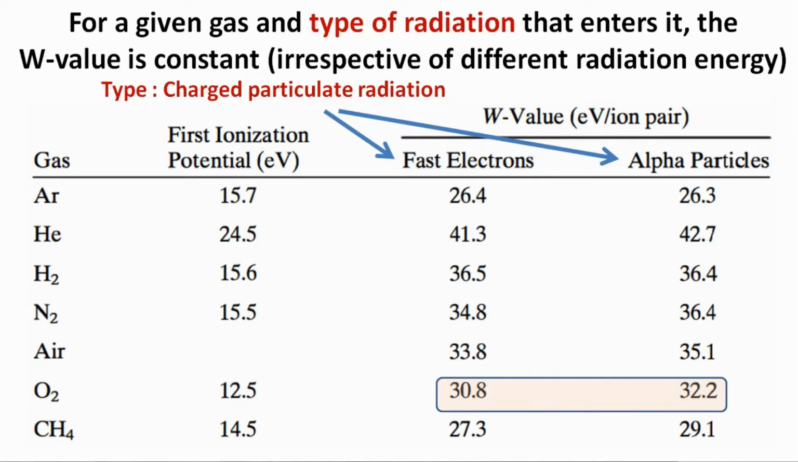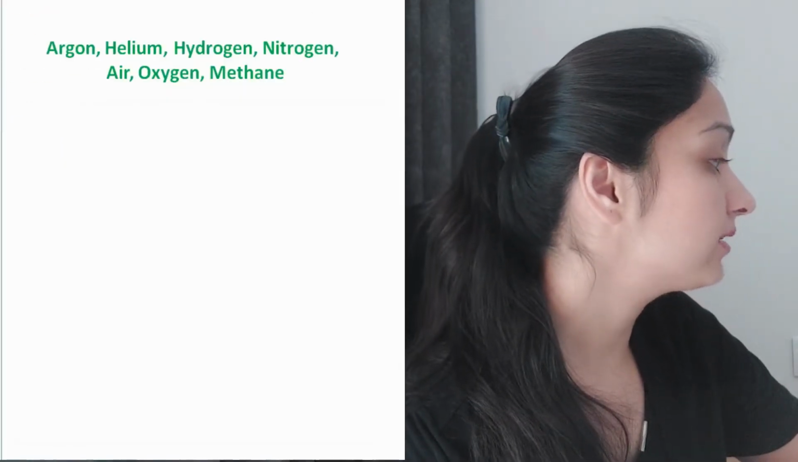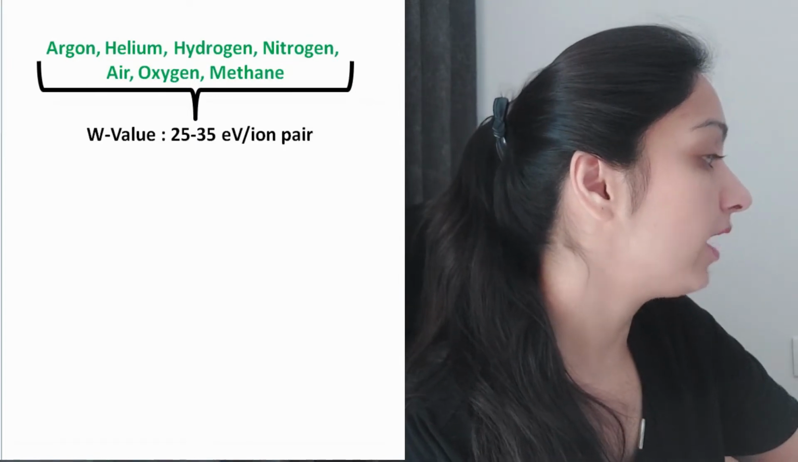So from the table also you can see that the first ionization potential, which is in electron volt, it is substantially less than the W value. So you can see that for these gases which are commonly used in radiation detectors, the W value is in the range of 25 to 35 electron volt per ion pair.